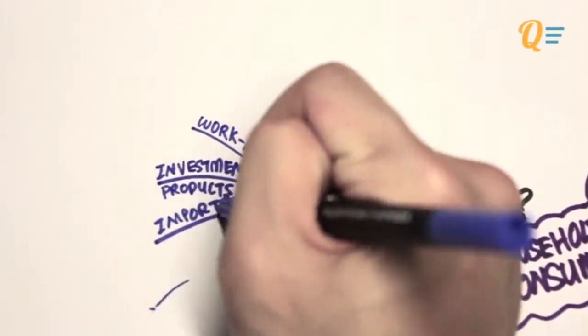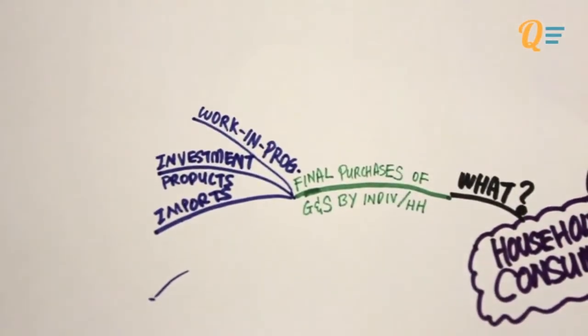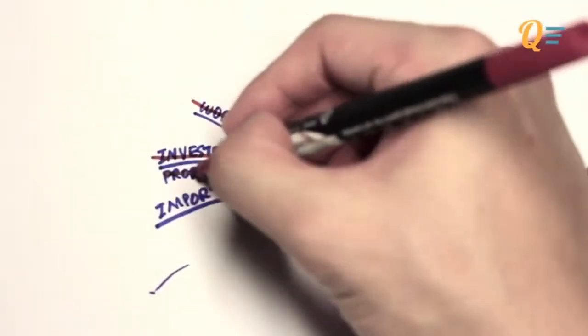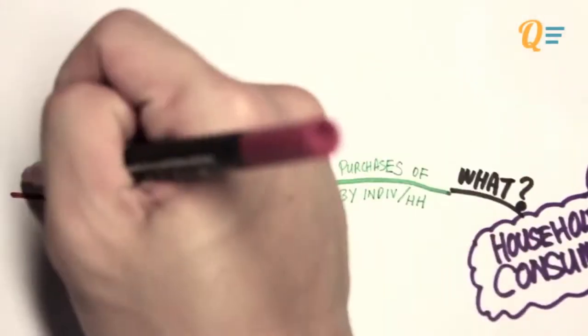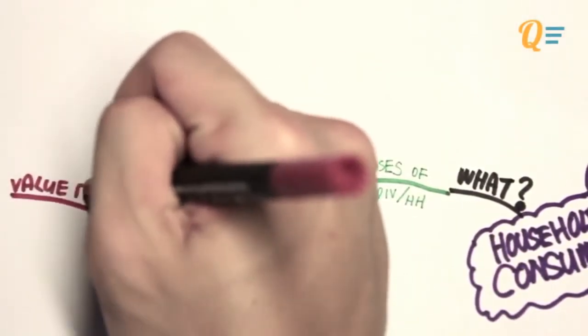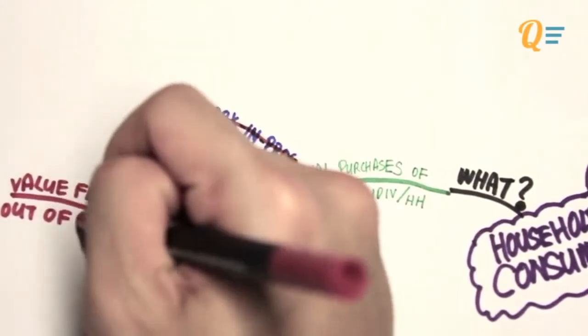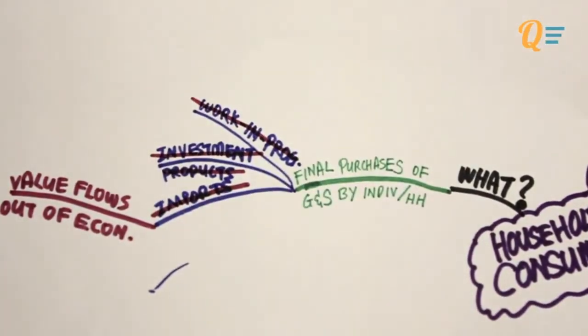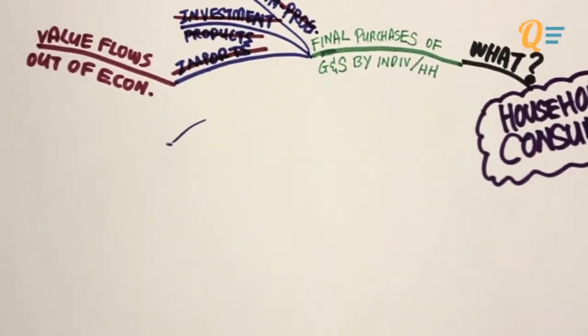Now, the reason why imports are not included is because it is actually value flowing out of the economy. So we know that aggregate expenditure equals income at equilibrium. So while imports are flowing out of the economy, they don't become income to us. Therefore, imports are not a part of consumption.